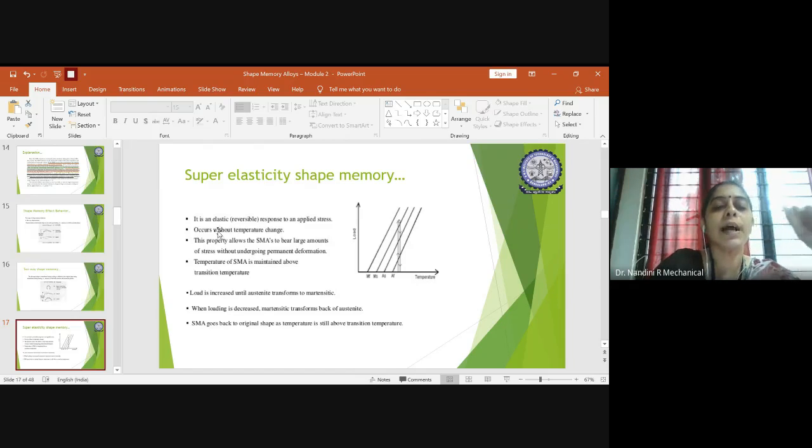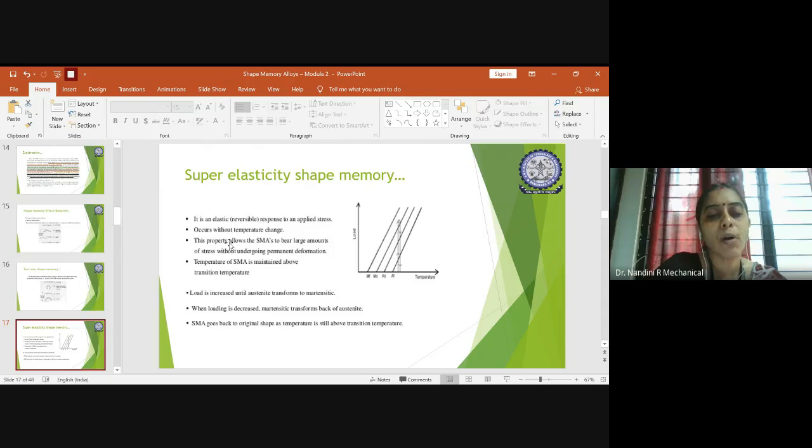And this nature will come only with respect to the temperature change. If it is at room temperature, and you are not subjecting any heat treatment to it at all, then you cannot exhibit the super elasticity nature in it. So always remember that the super elasticity nature comes in the shape memory alloy with respect to the temperature change. So this is the second characteristic of our shape memory alloys.